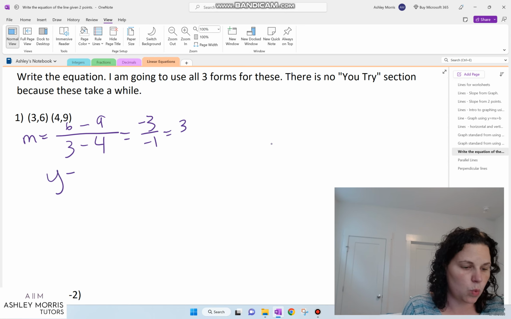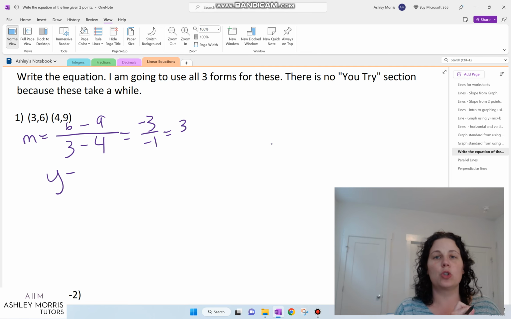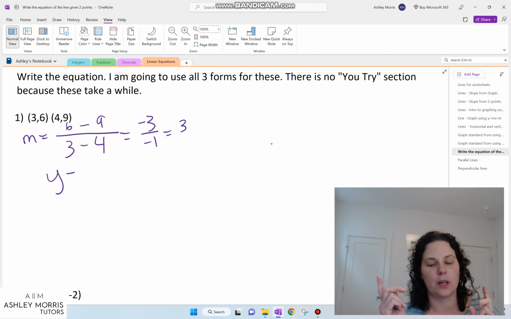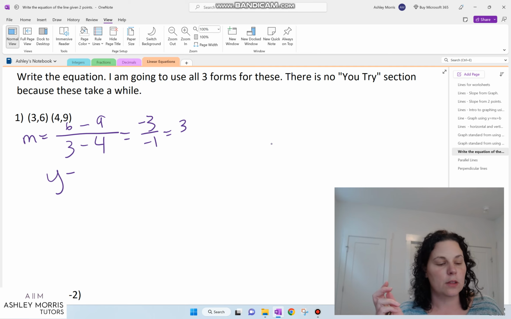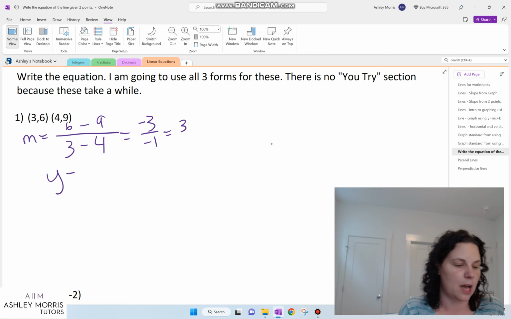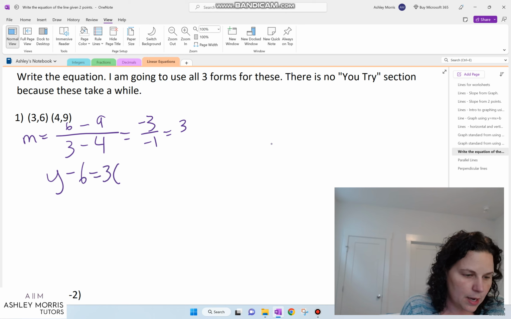Y minus y1. Okay, so they give you 2 ordered pairs. It doesn't matter which one you pick. You'll get the same answer for the slope-intercept or standard form. Your point slope will look a little different than mine if you use the other point, but it's still correct. I'm going to use the first one because it's first. Equals m times x minus 3.